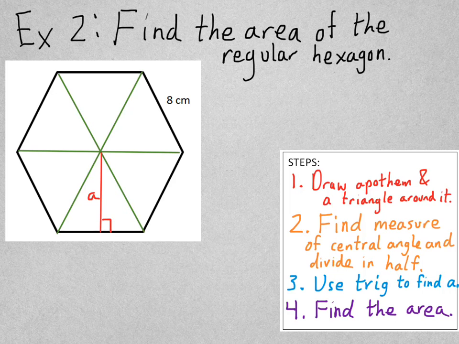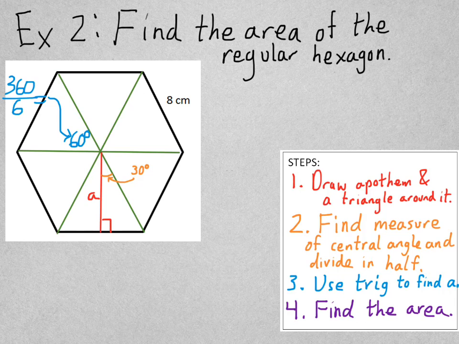For step 1, I'll draw the apothem, and I'll go ahead and draw all of the triangles that are in the hexagon. There's 6 of them this time. Okay, I need to find the measure of the central angle. So I'll do 360 divided by 6 triangles. So that measure of the central angle is 60 degrees. So the half of it is 30 degrees, and that's the angle that I'll use when I'm finding the apothem.